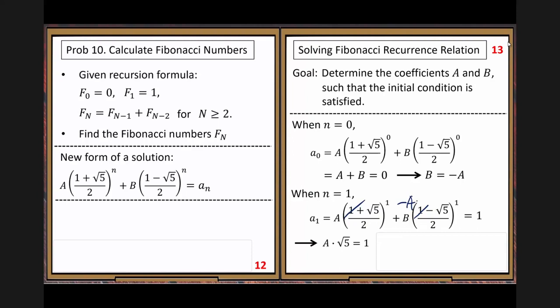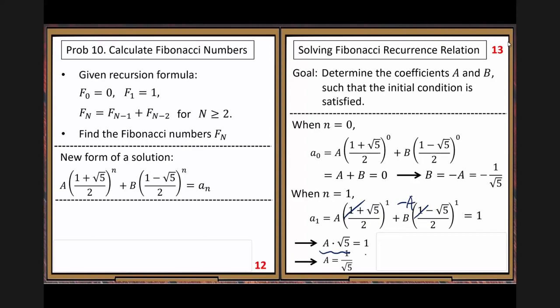Minus negative root 5 plus root 5, so you have 2 root 5 over 2. The 2 and 2 cancel out. So you get root 5 times A equals 1. So capital A equals 1 over root 5, and capital B equals negative 1 over root 5. So both constant coefficients are determined by the two initial conditions.